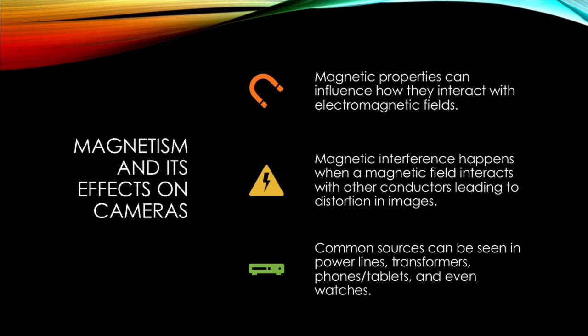When involving all this technology, there's of course going to be effects from magnetism on the camera itself. How, you may ask? Well, magnetic properties can influence how they interact with electromagnetic fields, and magnetic interference happens when a magnetic field interacts with other conductors, leading to distortion in images. Common sources can be seen in power lines, transformers, phones, tablets, and even watches. So a lot of this must be considered when a photographer is taking their pictures, as they must stay aware of the environment they are in.